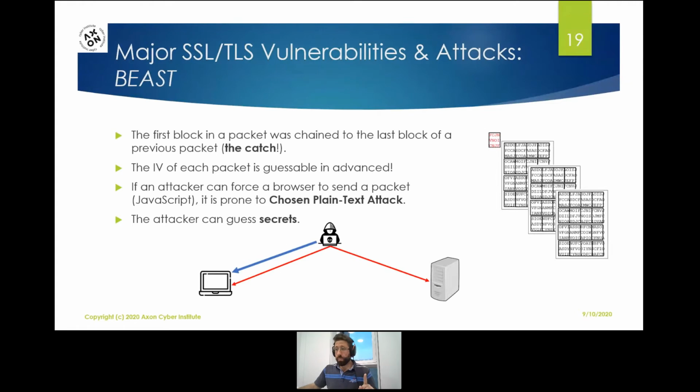Now, if you remember, how was this vulnerability fixed? It was fixed in the previous version of TLS by creating a unique IV, like the red block here, for every packet. So each packet now has its own IV, and that's what we call the explicit IV, instead of the implicit IV that was in version 1.0.